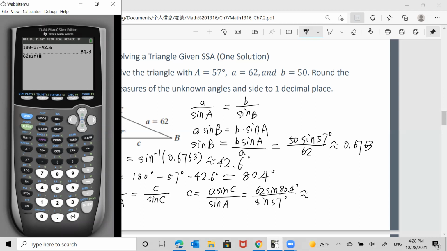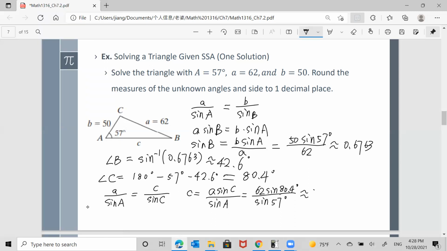And then this, 62 times sine 80.4, close the parentheses, divided by sine 57 degrees, close the parentheses. It's about 72.9. So this is the length of c.